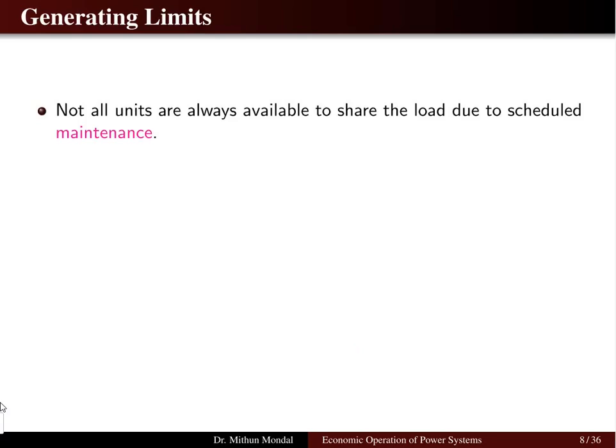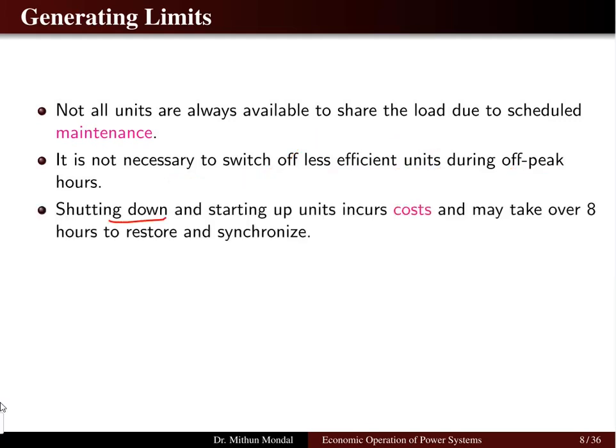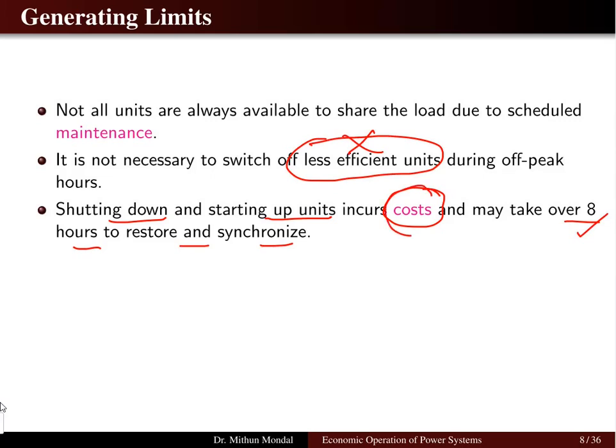Let us see the generating limits. Not all units are always available to share the load due to scheduled maintenance. So there will be maintenance in the power plant, which means all the units of the power plant will not be functional. It is not necessary to switch off the less efficient unit during off-peak hours. So the advice is not to switch off the less efficient unit; you need to keep that also. Shutting down and starting up a unit incurs cost and may take about 8 hours to restore and synchronize. So if we shut down the less efficient unit, it will take around 8 hours to restore the power, which will incur cost.